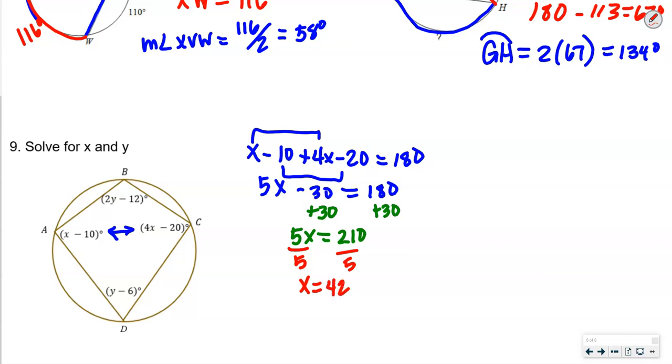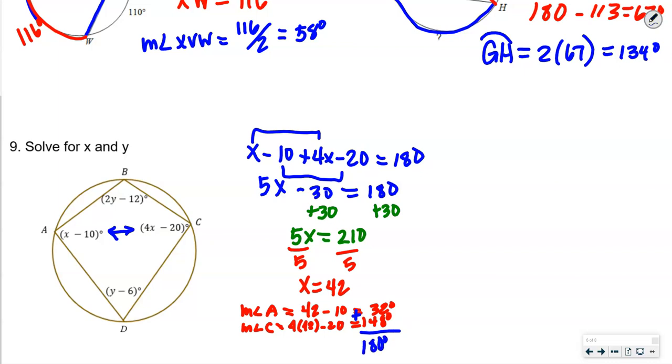Okay, so now what I'm going to do with this 42, just to make sure I got the right answer for x, is I'm going to put it back in for the measure of angle A and the measure of angle C, okay? So this would be 42 minus 10, that's 32 degrees, right? The other one is going to be 4 times 42 minus 20. Again, put that in your calculator, see what you get. And I got 148. Okay, now if I add these two together, what should they equal, guys? They do, right? 180. Okay, yep, there you go.